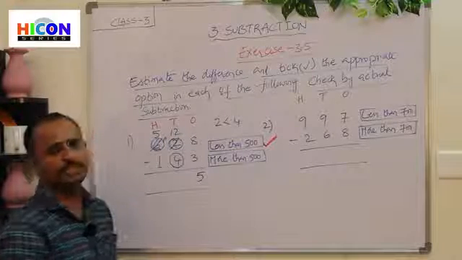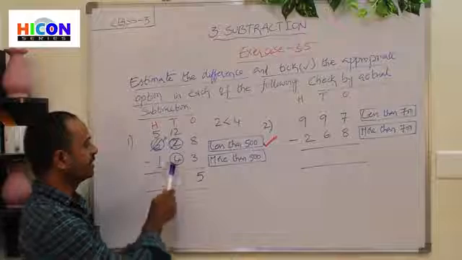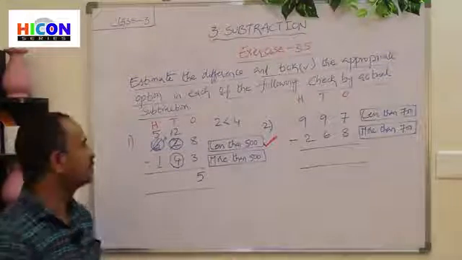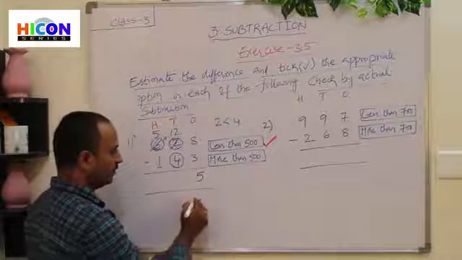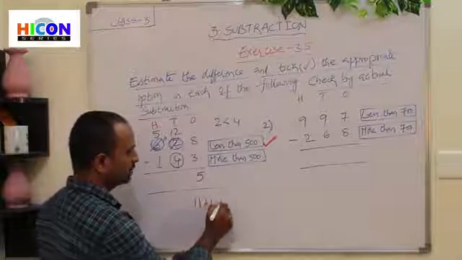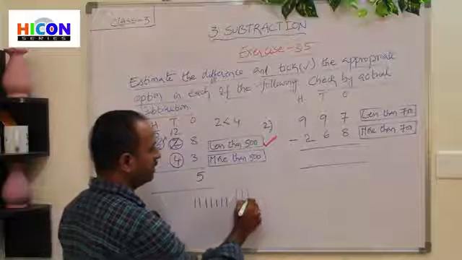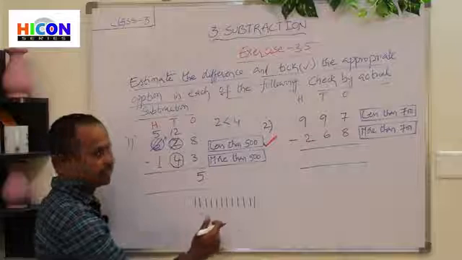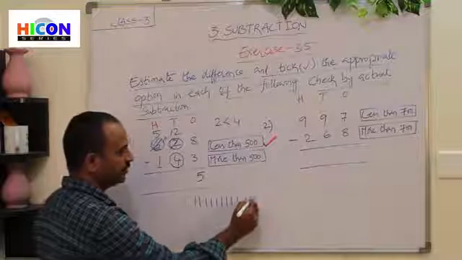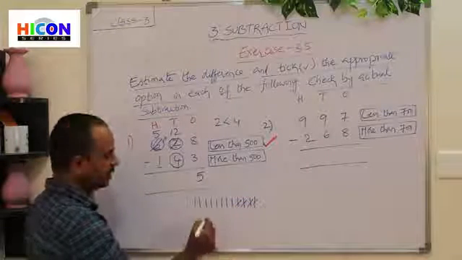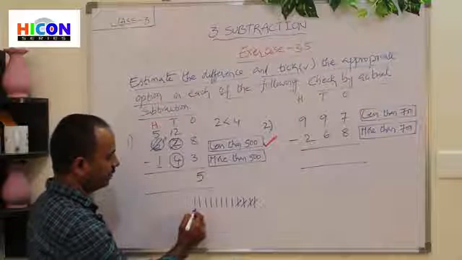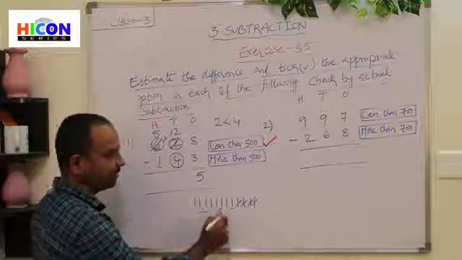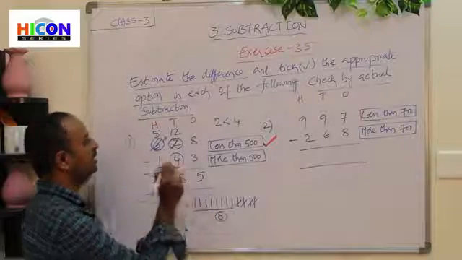So now do the subtraction. 12 is the greater number, 4 is the smaller number. We can do the subtraction by using lines. So draw 12 lines. 1, 2, 3, 4, 5, 6, 7, 8, 9, 10, 11, 12. And strike off 4 lines among these 12 lines. 1, 2, 3, 4. Children, count how many lines are remaining. 1, 2, 3, 4, 5, 6, 7, 8. There are 8 lines remaining. So write 8 under tens place.